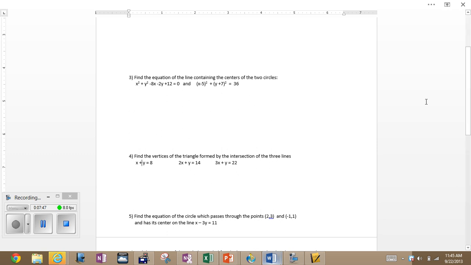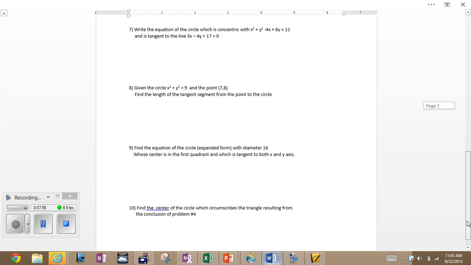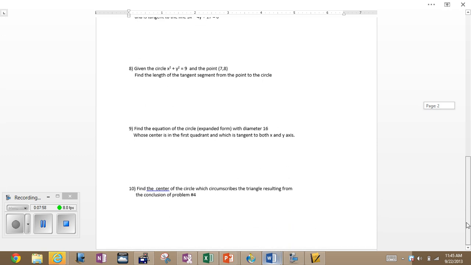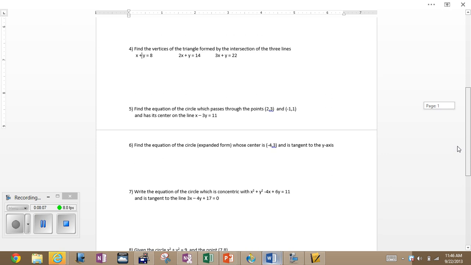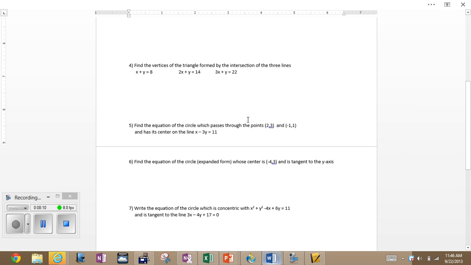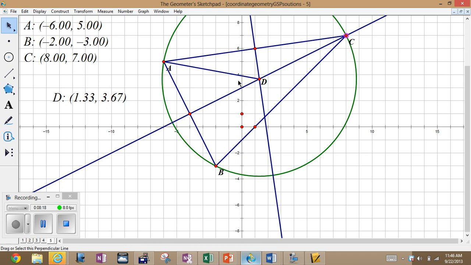Now, actually, in problem number 10, having those 3 points of a triangle, it's going to ask you to find the center of the circle that circumscribes the triangle resulting from the conclusion of problem 4. So that comes back to this, and says, okay, now we have a triangle. Let's find the center of that triangle, and that's done the same way as we showed you over here, by finding the perpendicular bisectors of two sides and their point of intersection.